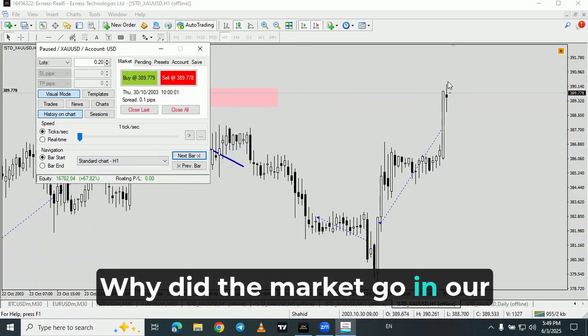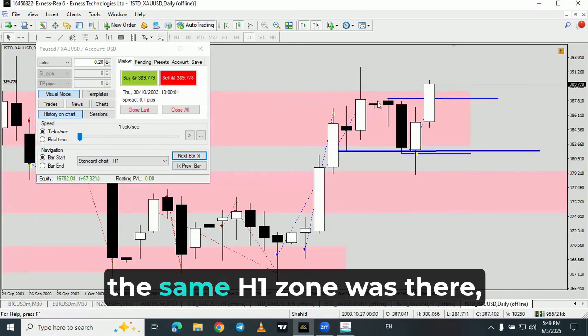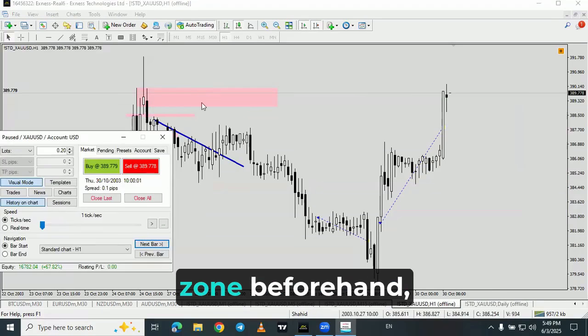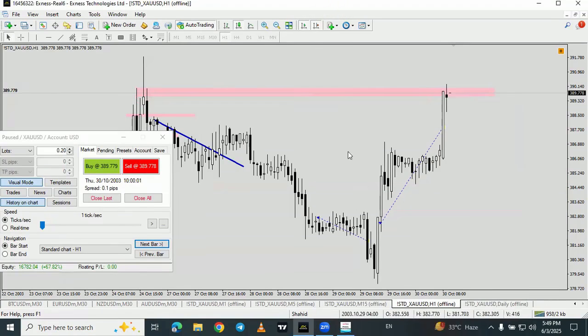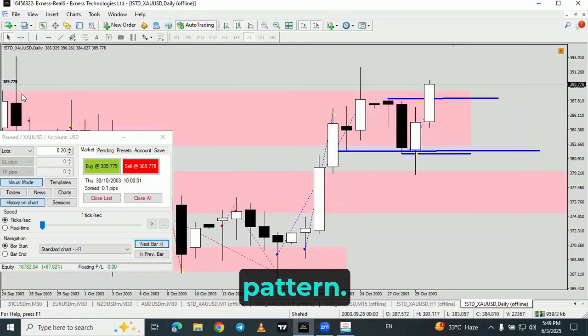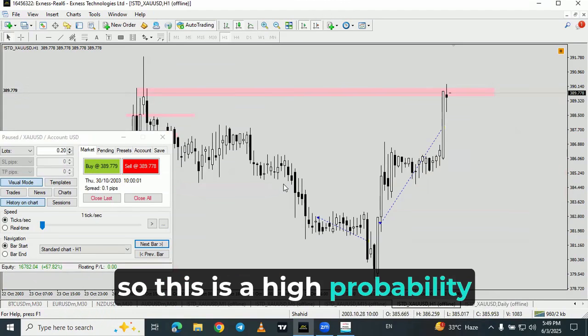Why did the market go in our favor from here to here? We had the daily base below, the same H1 zone was there, and if you see here, we had marked this zone beforehand that the market will tap into it. So we will sell it. We will sell based on this. We also have an engulfing pattern, and we have the structure now. So this is a high probability setup.